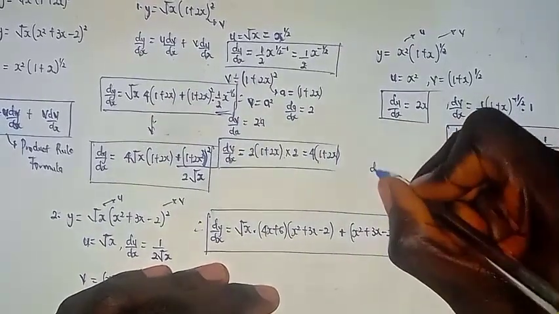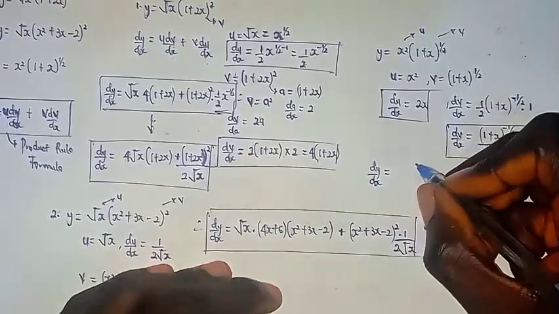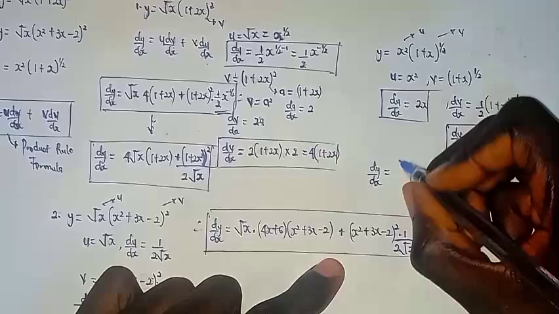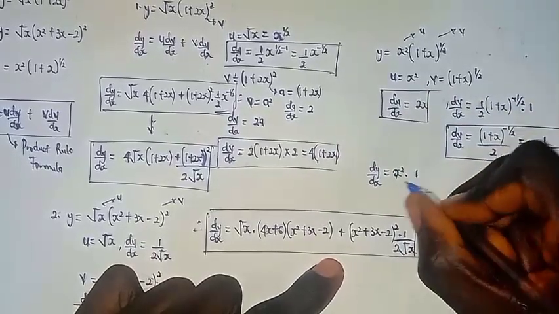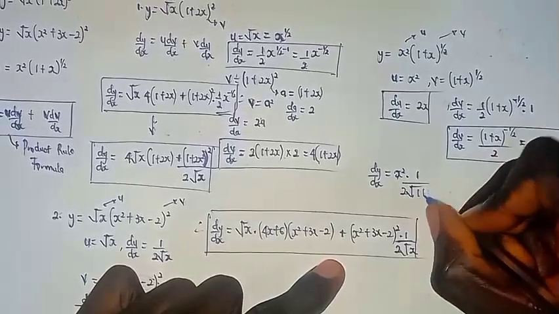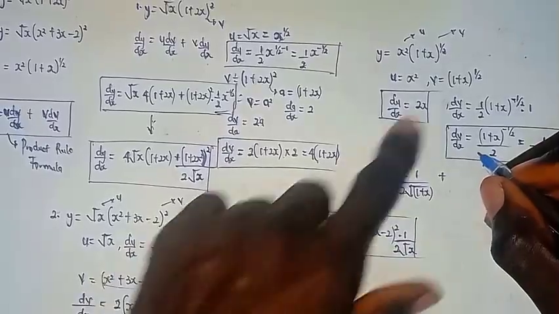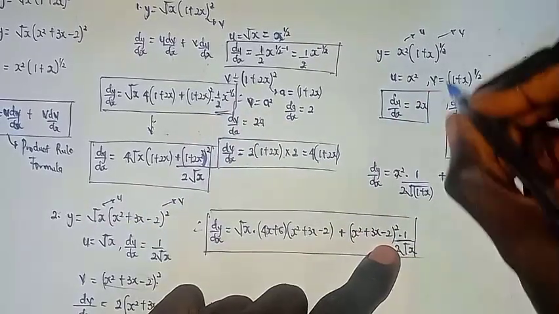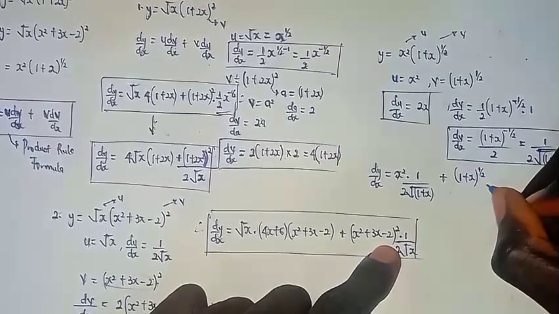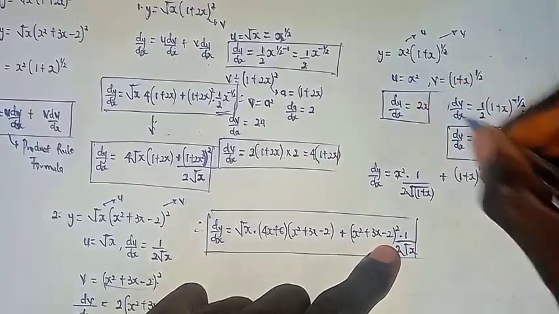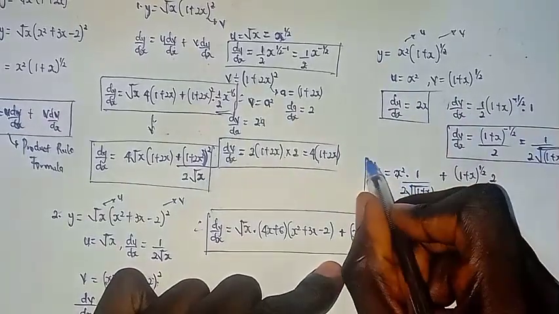So our dy over dx becomes u dv over dx. This is our u, and then dv over dx, 1 over 2 square root of (1 plus x), right? Plus v du over dx, our v is (1 plus x) to the power half multiplied by du over dx, which is 2x. So this is our dy over dx.